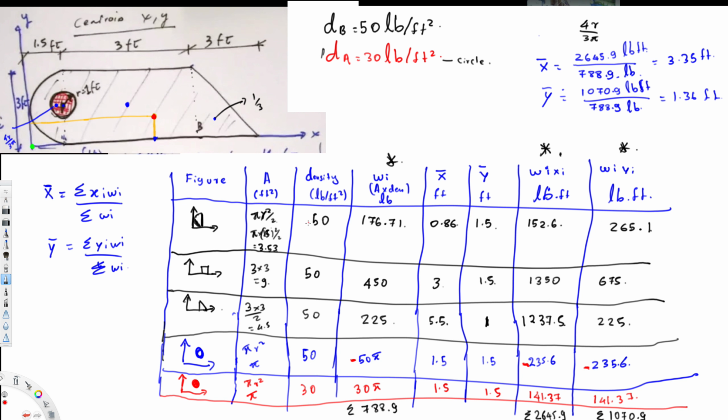So that's how we find the centroid of a complex object. I hope you guys understood this concept.